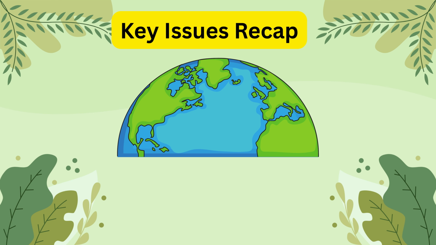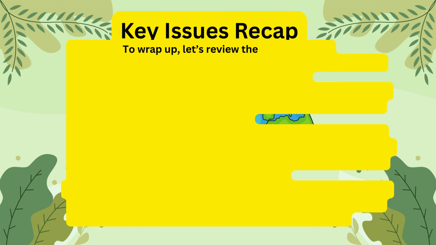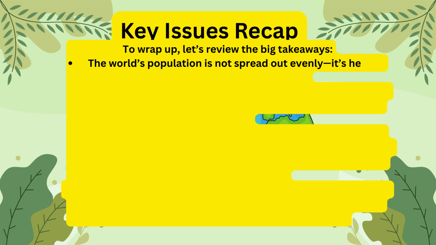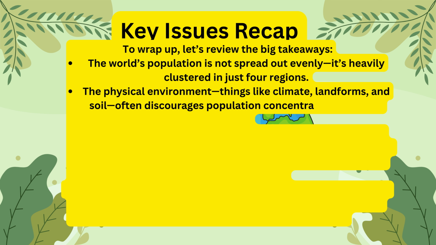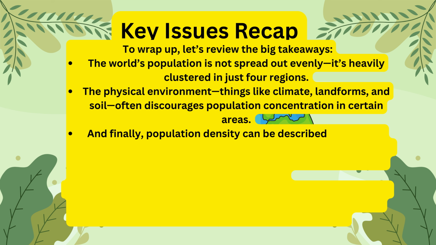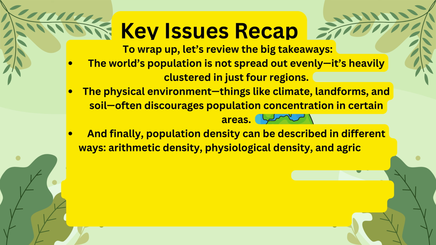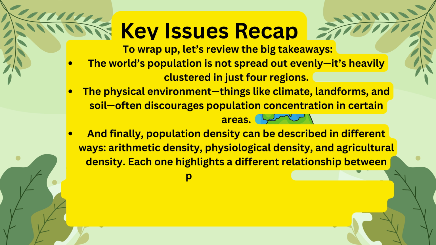Key issues recap. To wrap up, let's review the big takeaways. The world's population is not spread out evenly, it's heavily clustered in just 4 regions. The physical environment, things like climate, landforms, and soil, often discourages population concentration in certain areas. And finally, population density can be described in different ways: arithmetic density, physiological density, and agricultural density. Each one highlights a different relationship between people and the land.